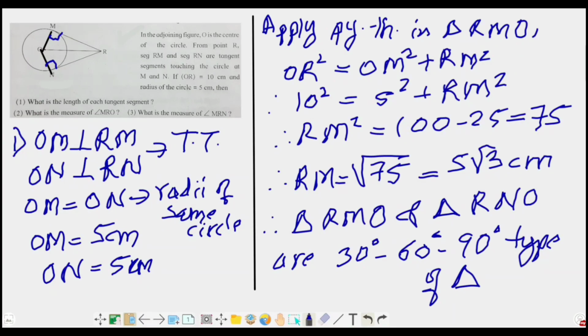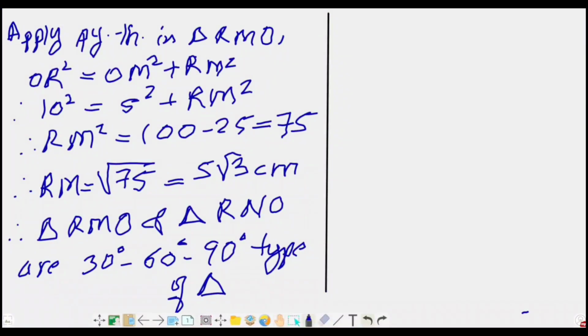Now what is asked? MRO. MRO is opposite to OM. Correct? Just look again. MRO, that is opposite to OM, and your OM is 5, hypotenuse is 10. So the side opposite to 30 degree. So this concept we can utilize now. So students, both the triangles RMO and RNO are 30, 60, 90 type triangle.